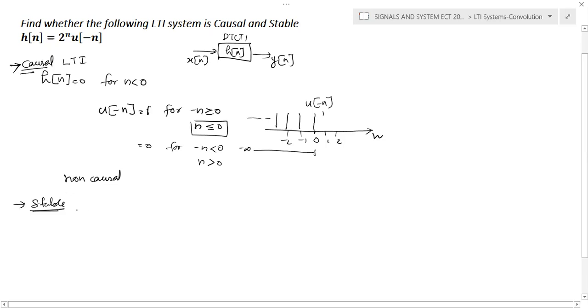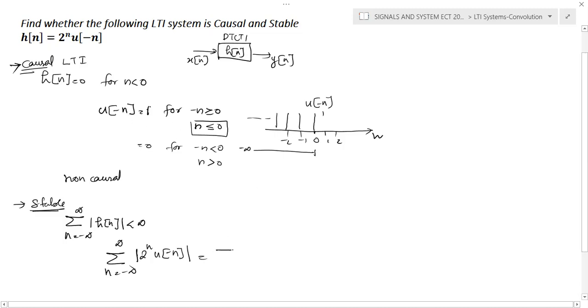For the stability, we can verify by using the impulse response, by using this formula. When the sum over n from minus infinity to infinity of modulus of h of n is less than infinity, we can say that the system is stable. That is absolutely summable. If this impulse response is absolutely summable, then we can say that the given system is stable. Now we can take the modulus and apply this sigma n is equal to minus infinity to infinity. In place of h of n, you can write 2 raised to n u of minus n. And we already wrote the definition of u of minus n.